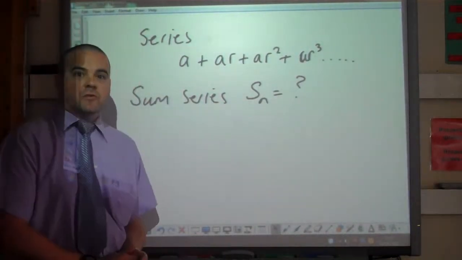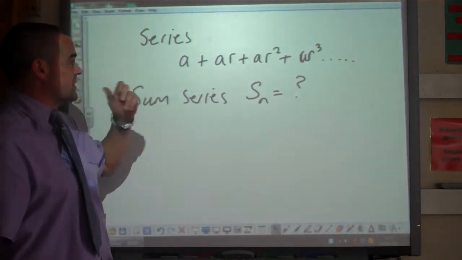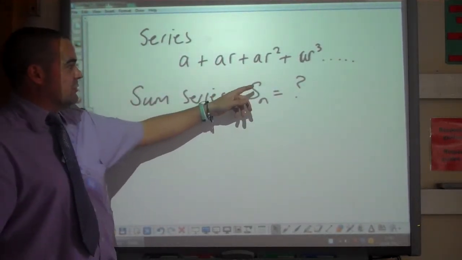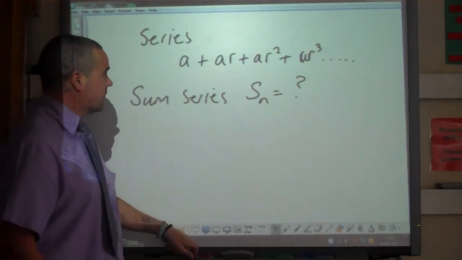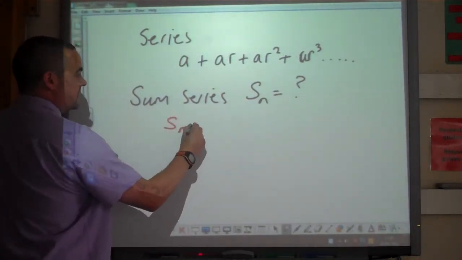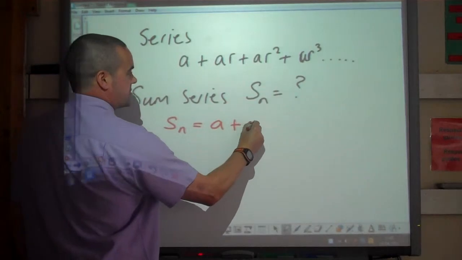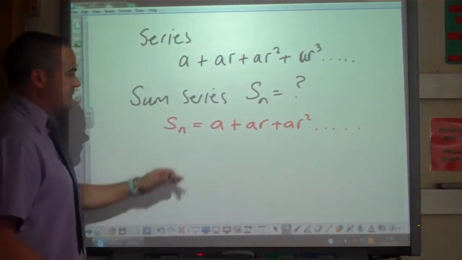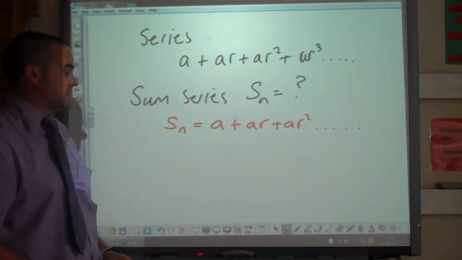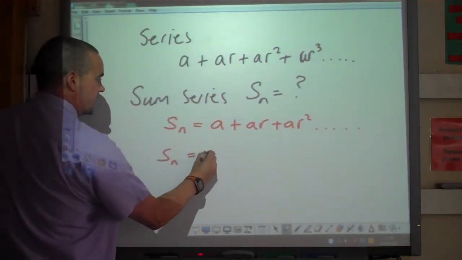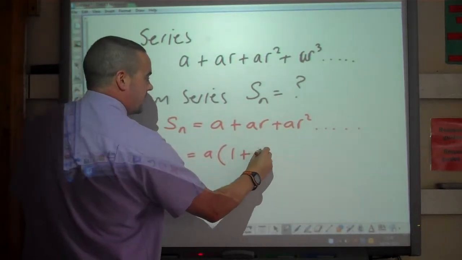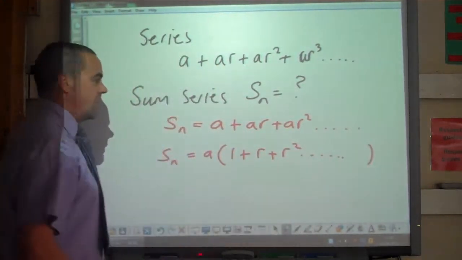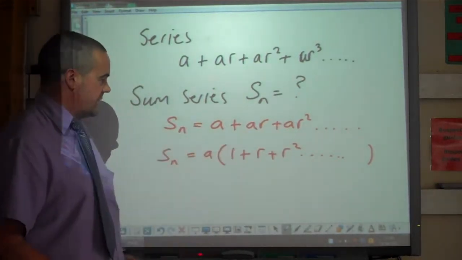Right, we're now going to look at the geometric series, and we're looking at the sum of the geometric series. Here, we're using the same notation, Sn. I can write Sn as equal to A plus AR squared, etc. As you can see, they've all got an A as a factor, so I can write this as A times 1 plus R squared, etc. All I've done is taken the A out.